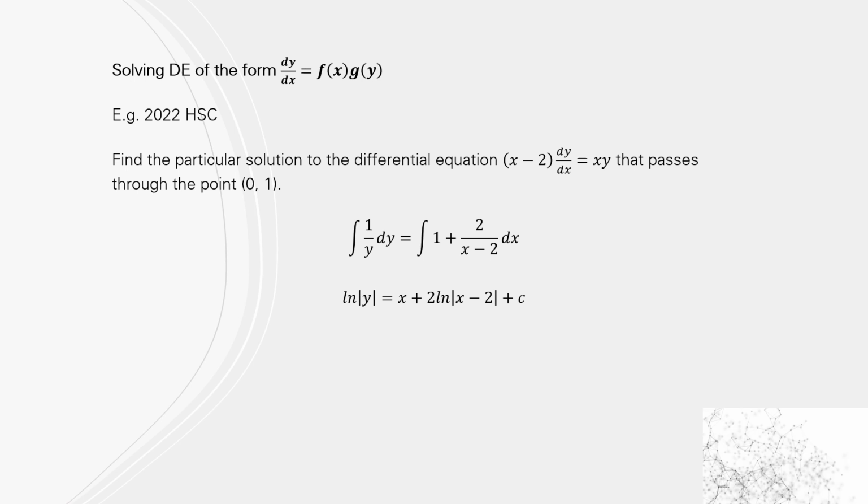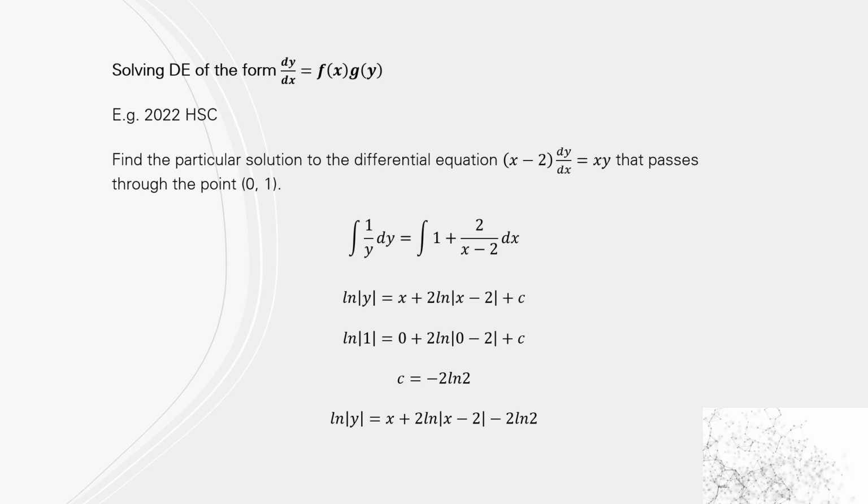Now integrating both sides, you get ln y equals x, since 1 integrates to x, and 2 over x minus 2 integrates to 2 ln of x minus 2, plus the constant. Substituting in the point (0, 1), you get a constant of minus 2 ln 2. So we get ln y equals x plus 2 ln(x minus 2) minus 2 ln 2.